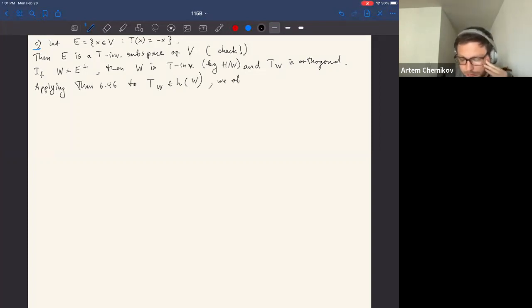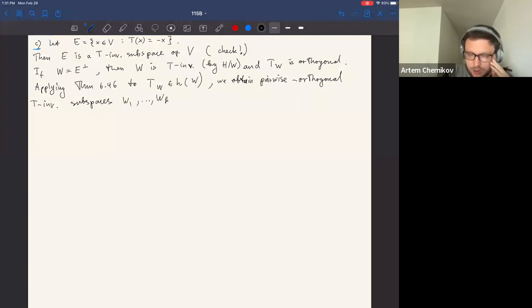Then we obtain pairwise orthogonal T-invariant subspaces W1 through Wk, all subspaces of W, such that the whole space W can be written as a direct sum, W1 direct sum through Wk, and the dimension of each of these Wi is between 1 and 2.